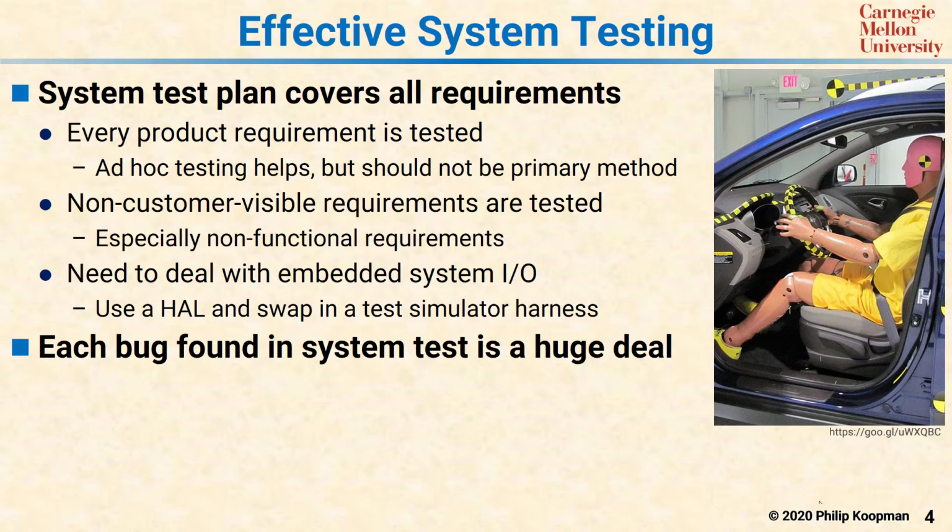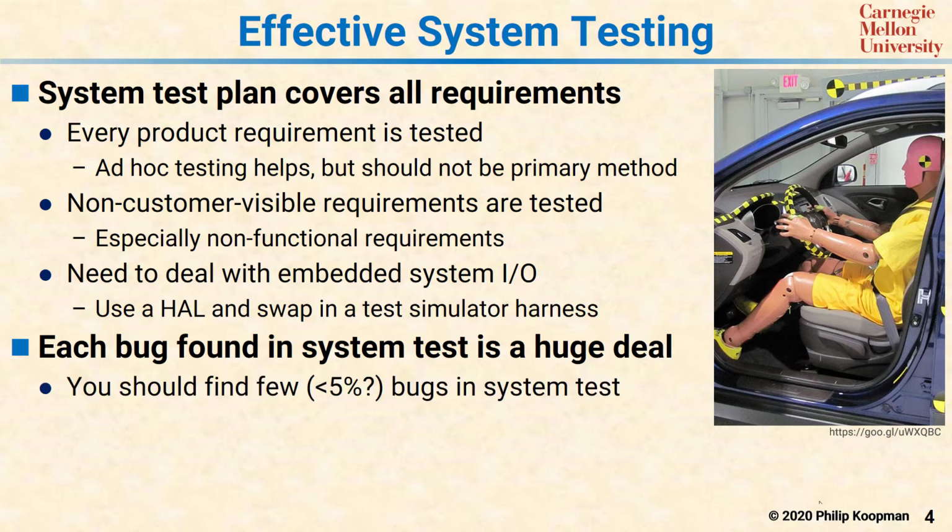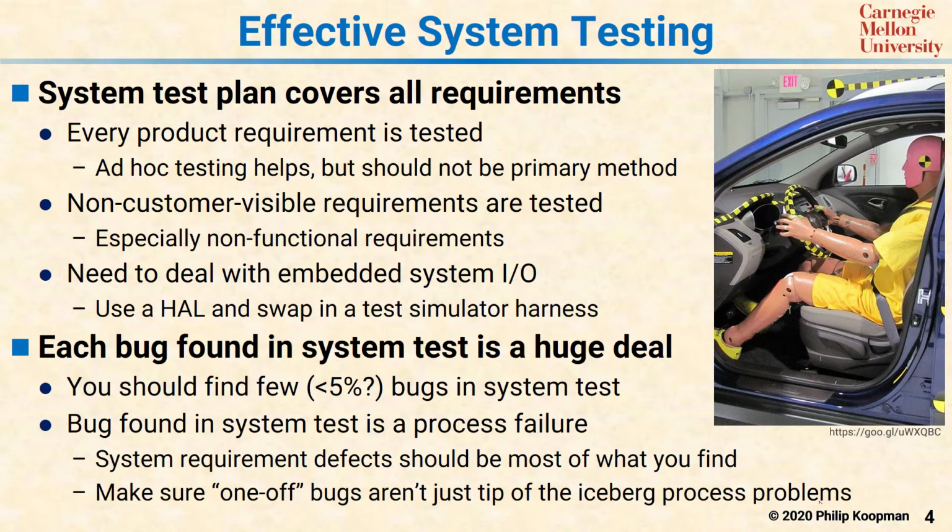So generally, if you see more than a very small number, fewer than 5%, fewer than 1%, depends on your system, of bugs in system test, you can pretty much bet you're shipping important bugs out to your customer, and that's a problem. Instead, you should look at a bug found in system test as a process failure. So every time you find a bug in system test, you don't just fix the bug. You also go back and find out what's wrong with the process. That point is discussed more in the tutorial on testing.